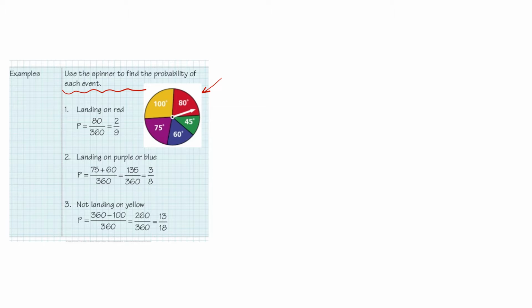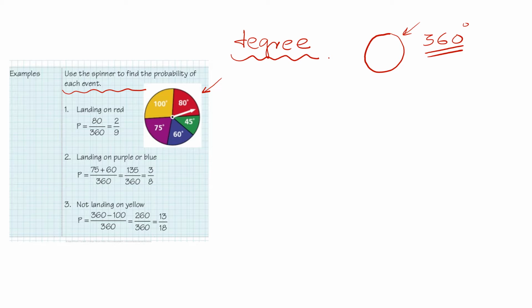For example, this is the question: use the spinner to find the probability. First of all, look at what is inside the spinner. The degree of yellow is 100, red is 80, green is 45, 60 degrees is for blue, and 75 degrees is for purple. If anything is given in degrees, they are talking about total outcomes, which should be 360 degrees, because the total degree of a circle is 360. So this is your total outcome.